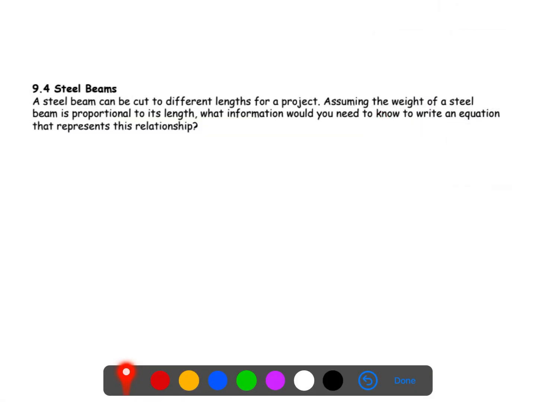Assuming the weight of a steel beam is proportional to its length, what information would you need to know to write an equation that represents this relationship? I'm going to start by thinking about a table. So we're comparing two things. We're comparing the weight to the length. Now, that's as far as I can go with this. I don't have any other information, and it's wanting me to write an equation. What information would I need to know to write that equation?